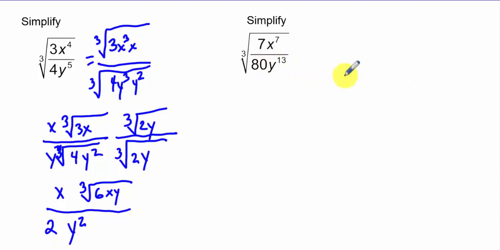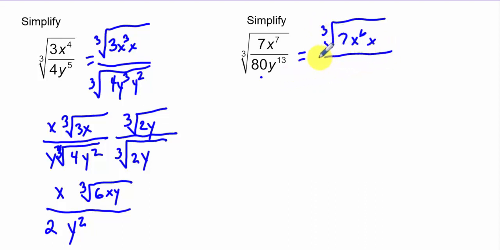Okay, we move on to the next example, and I'm pretty much going to follow the same attack. I'll see if I have any perfect cubes in any of these two numbers in the numerator and denominator, simplify that down, and then look for a number to rationalize by. In 7, there's nothing, but in x to the 7th, I have x to the 6th as a perfect cube with another x remaining.